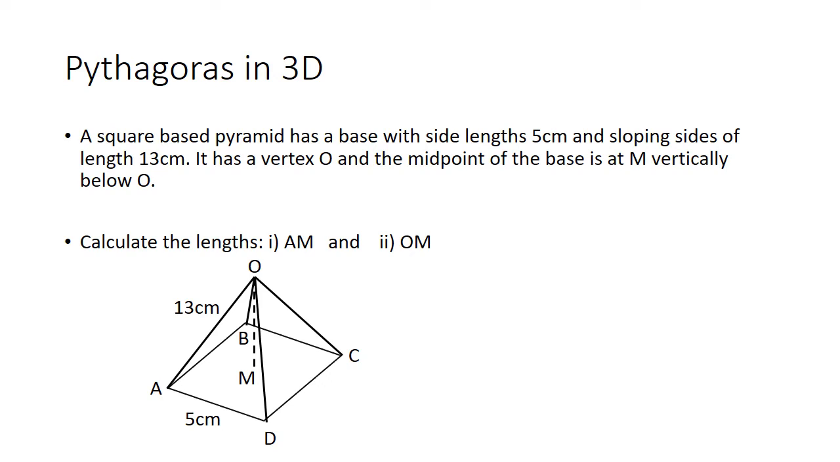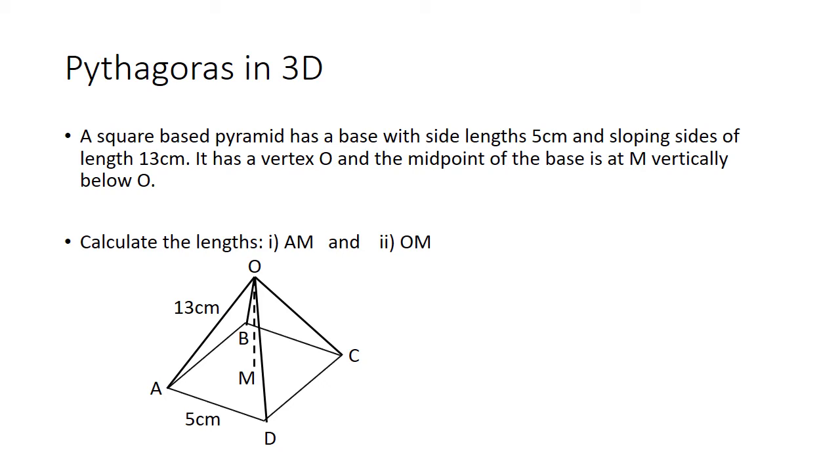Also, it can be used in a square-based pyramid. So a square-based pyramid with sides 5 centimeters and sloping sides of length 13, has a vertex at O, and the midpoint of the base M is vertically below O. So we've got to calculate AM and OM.